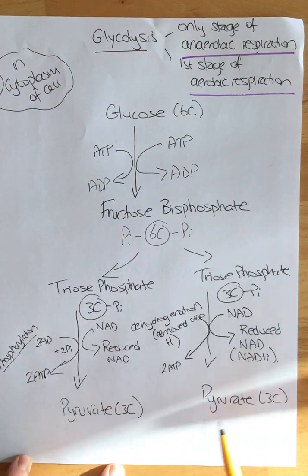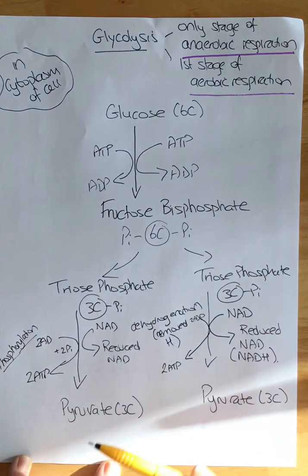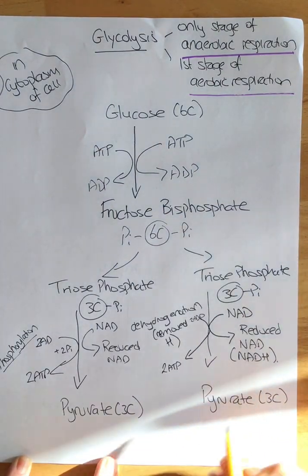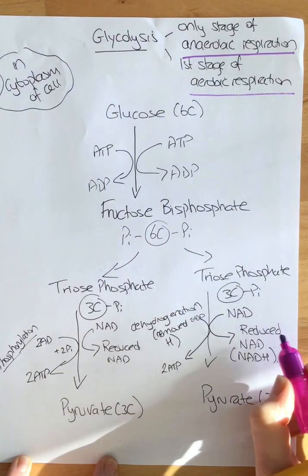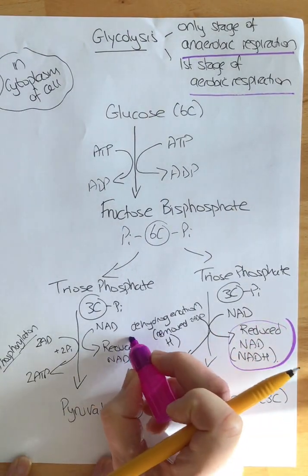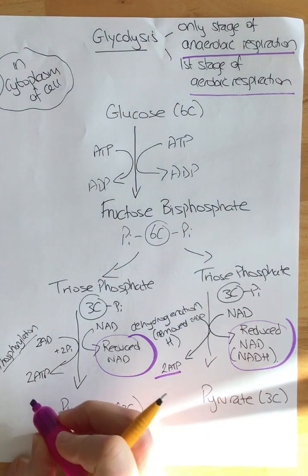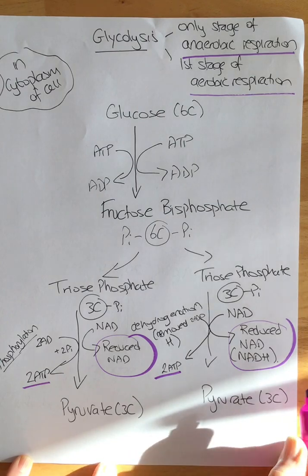So at the end of glycolysis, the glucose is now 2 3-carbon compounds called pyruvate. We have produced 2 molecules of reduced NAD, and they will go to the electron transport chain. And we have 4 molecules of ATP made.